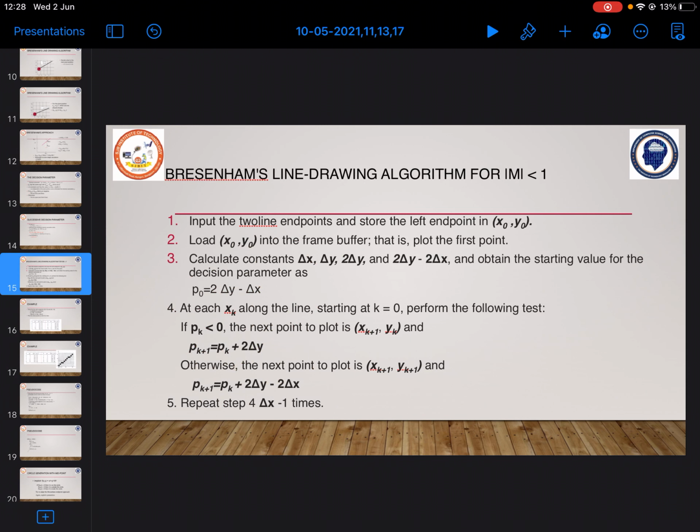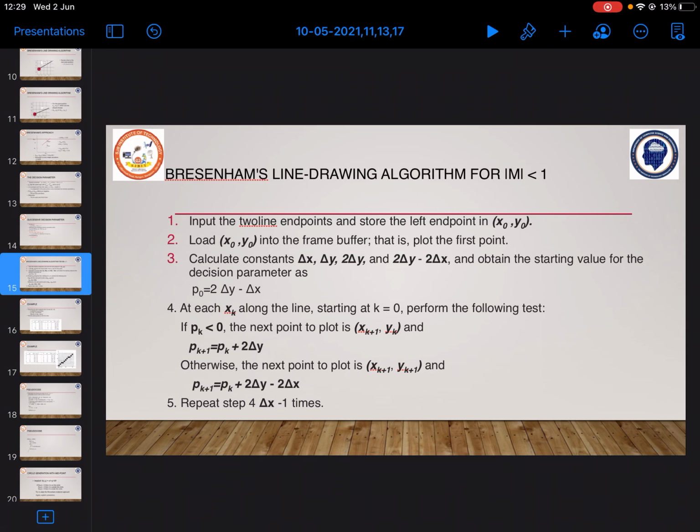In Bresenham's line drawing algorithm, we find the line path by using four different cases. For case 1, m is less than or equal to 1. Input the two line endpoints and store the left point in x naught, y naught. Load x naught, y naught into the frame buffer, that is, plot the first point. Calculate the constants delta x, delta y, 2 delta y, and 2 delta y minus 2 delta x, and obtain the starting value for the decision parameter as p naught is equal to 2 delta y minus delta x.